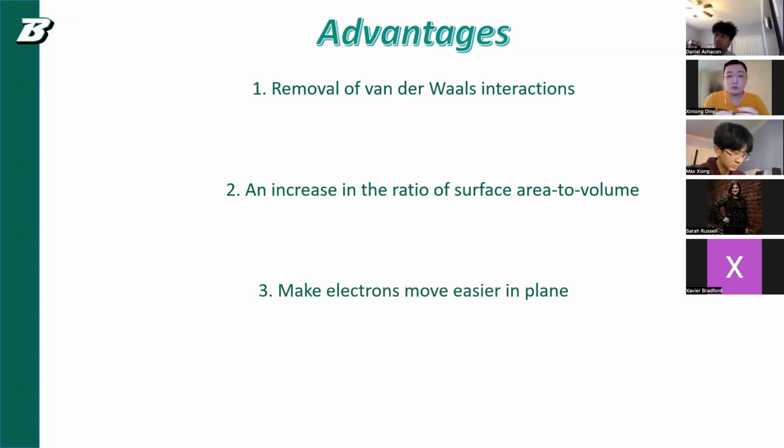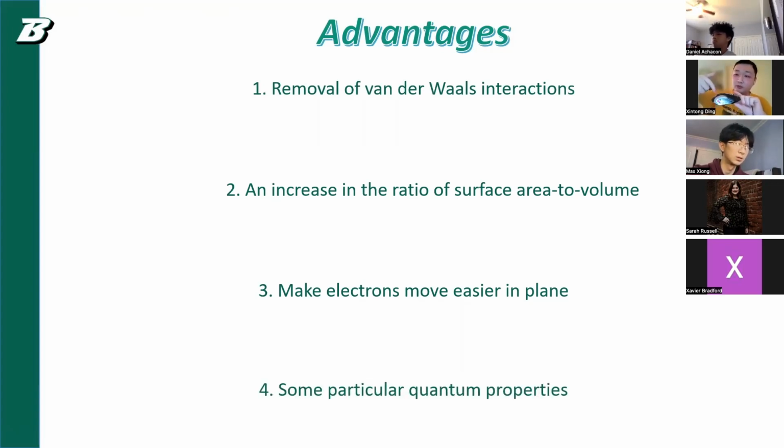And the third one, it can make the electrons move more easily in the plane. That means the electronic and optical properties of a material depend on the electronic band structure. The electronic band structure describes how electrons move through the material. For example, I have a 3D material like this, and the electron will move from one surface to the other, from the top to the bottom. So this movement will need some energy.